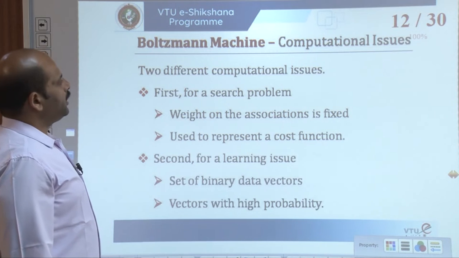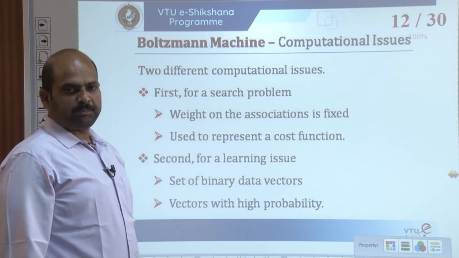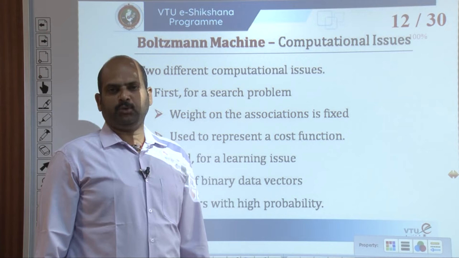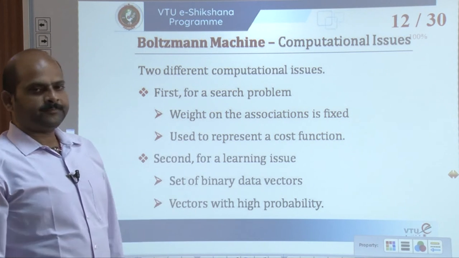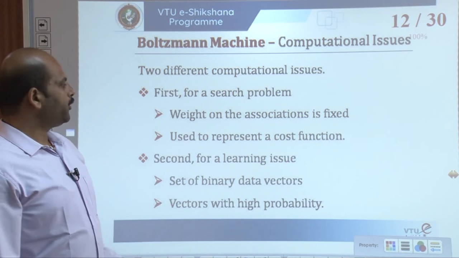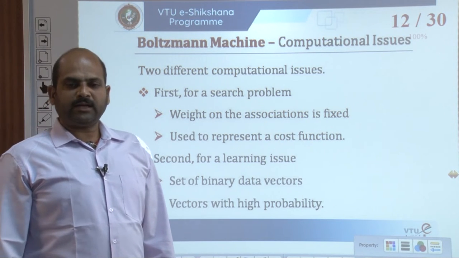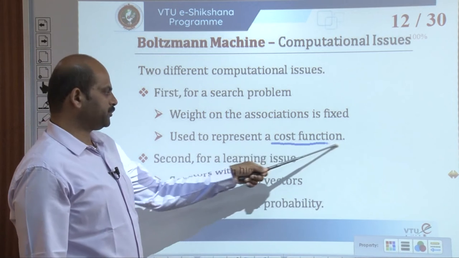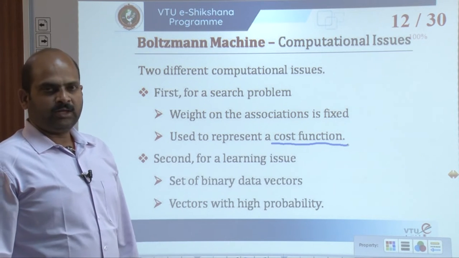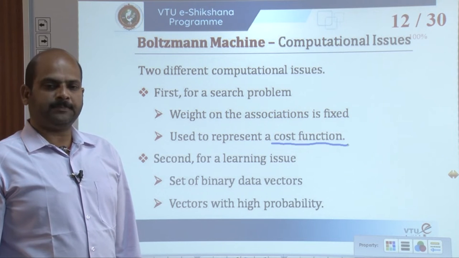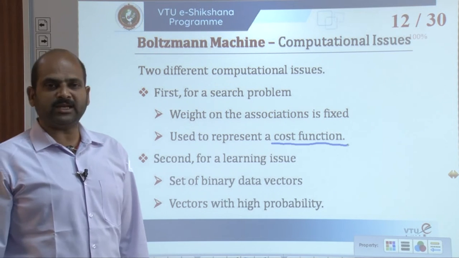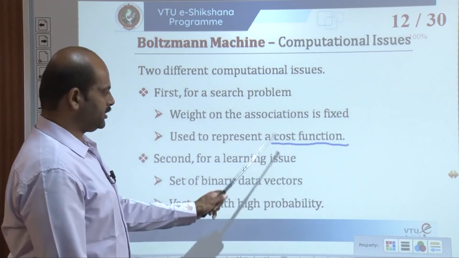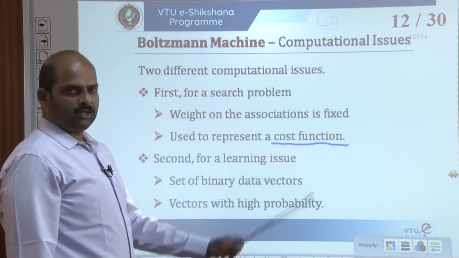Let me discuss in detail the computational issues of this Boltzmann machine. Boltzmann machines are utilized to resolve two different computational issues. The first one is a search problem. The weight matrix on the associations is fixed and used to represent a cost function. The stochastic dynamics of this Boltzmann machine permit it to sample binary state vectors that have minimum values of the cost function.